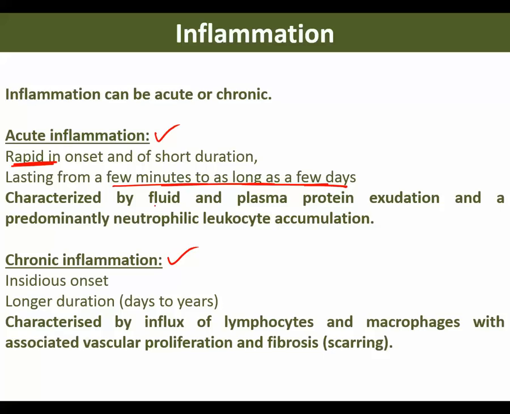And what is the characteristic feature of acute inflammation? The plasma fluid escapes out. Okay, you all know why it escapes. And the cell involved is the neutrophil.